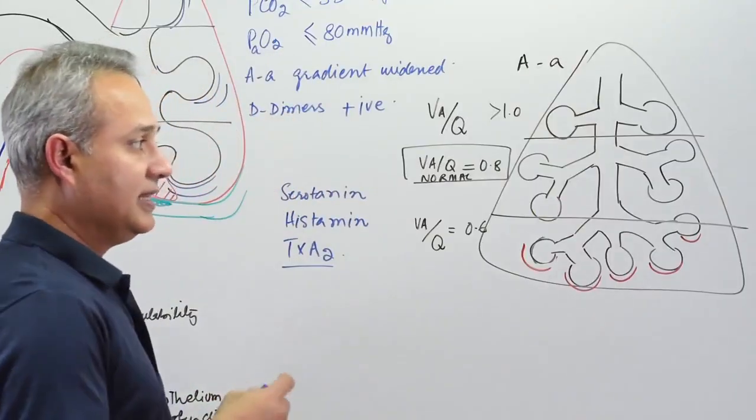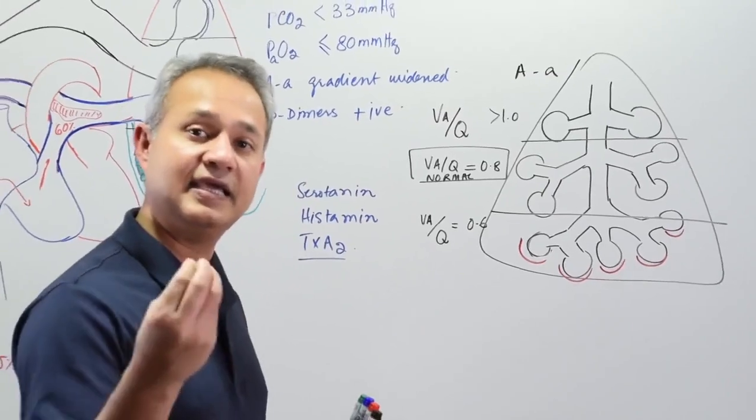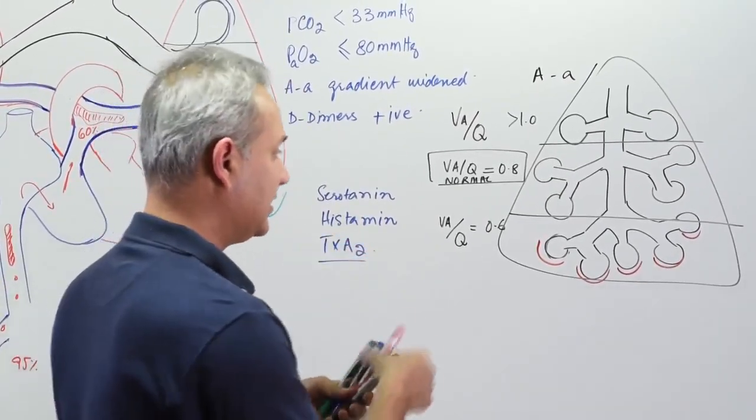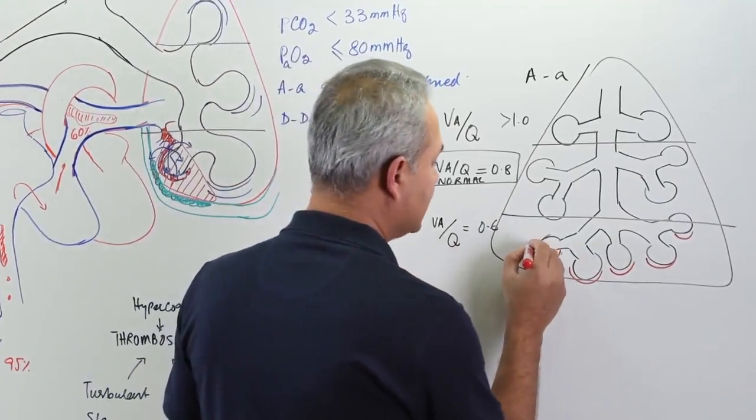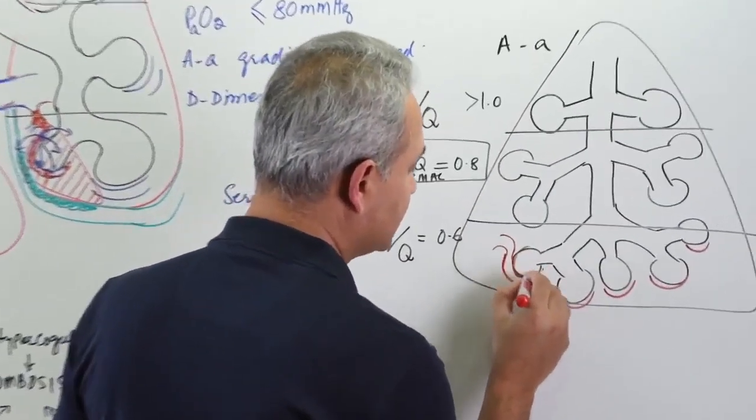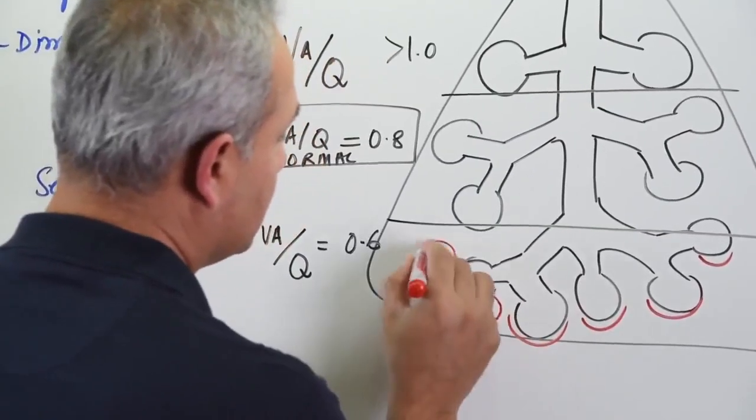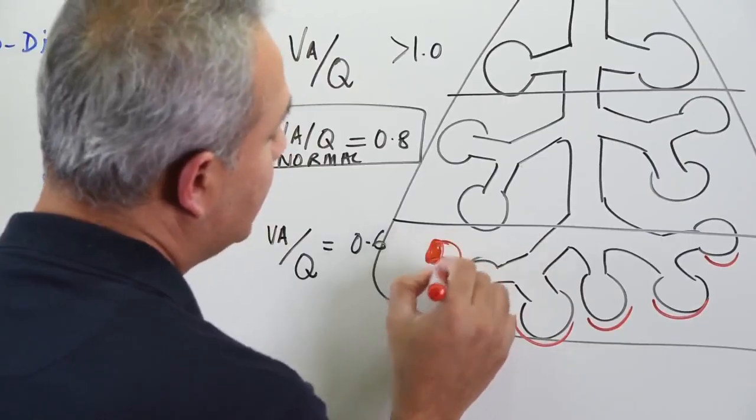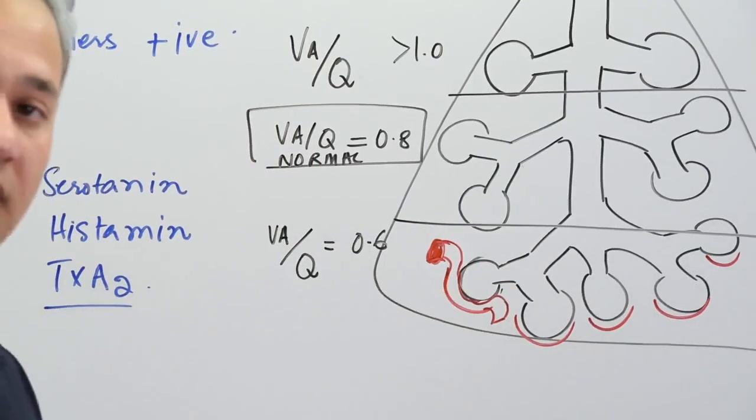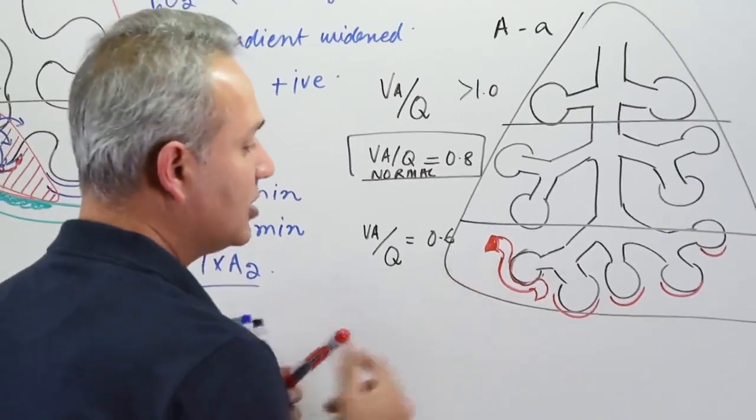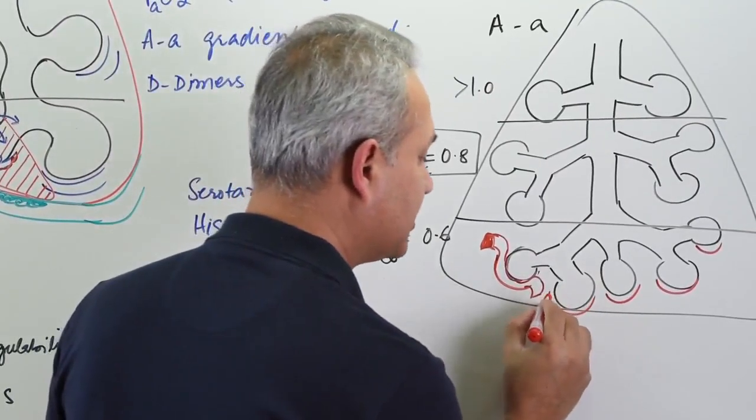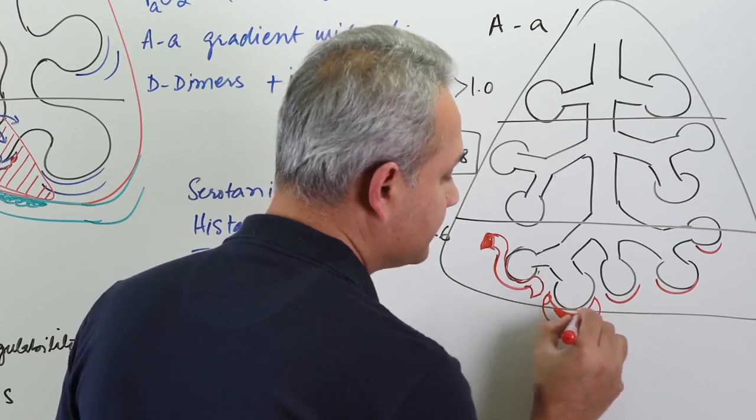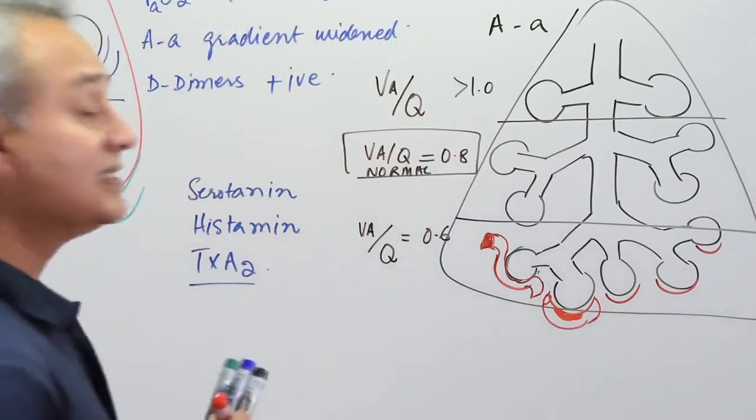Now let's talk about how we end up having a widened AA gradient in pulmonary embolism. So let's say that the blood vessel here got blocked by an embolus. As you can see here, this is a complete block. The block can be of two types: a complete block, or let's use another blood vessel here and give this one a partial block. So why is that important?